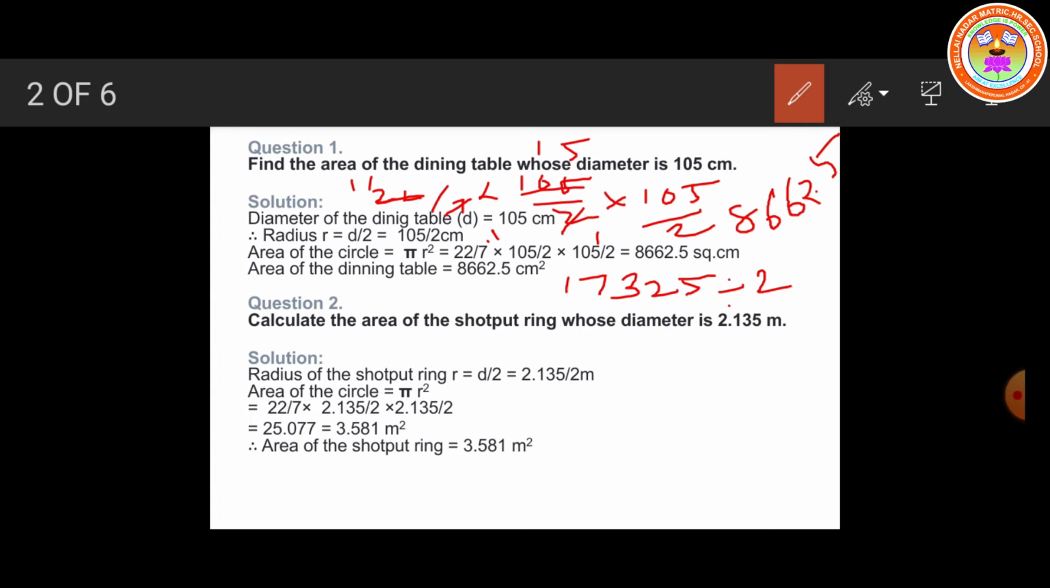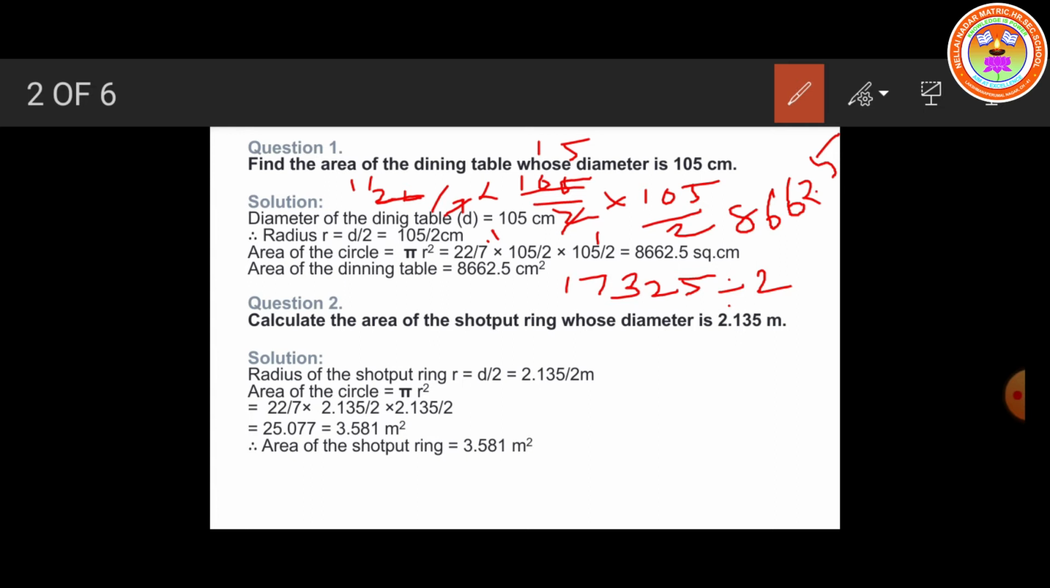8,662.5 square centimeter. Area of the dining table is equal to 8,662.5 square centimeter. Then the second question. What is the second question? Calculate the area of the shot put ring whose diameter is 2.135 meter.